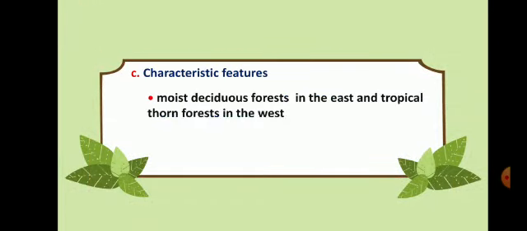Characteristic features of dry deciduous forest. Moist deciduous forest can be seen in the east and tropical thorn forest in the west. Okay, so the moist type of deciduous forest can be seen in the east, and the tropical thorn forest can be seen in the west parts here.